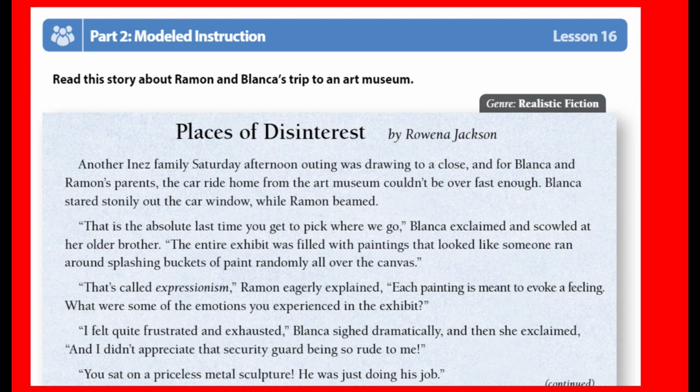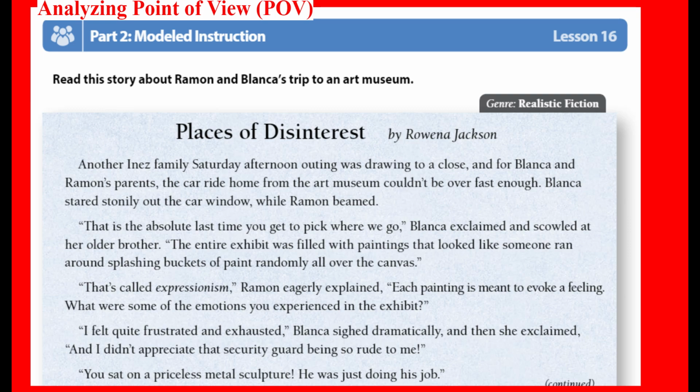Once again, page 162. So the first thing we need to do is rewrite the title of our lesson at the top of the page. And the title of our lesson is Analyzing Point of View. And I have an abbreviation for point of view, capital POV. So if you ever see me write capital POV, just know that that stands for point of view.